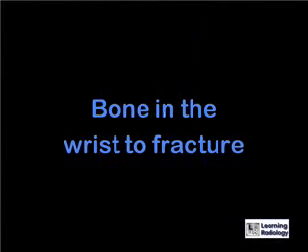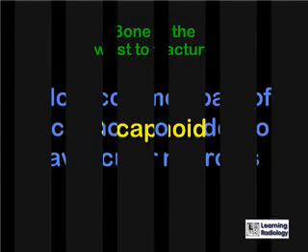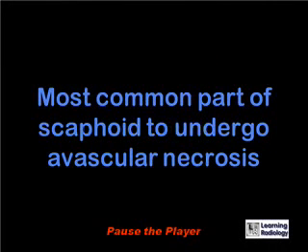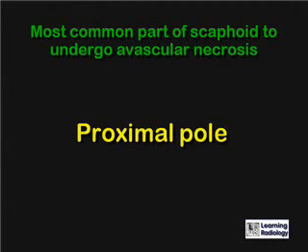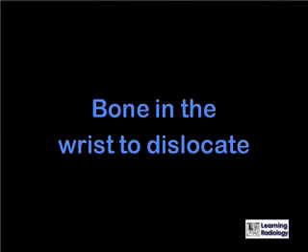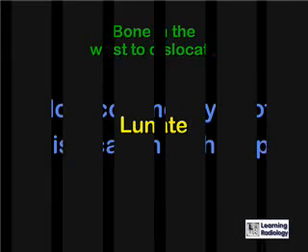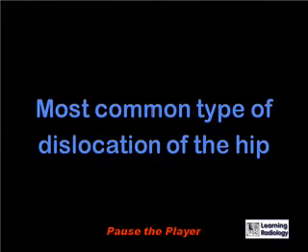So let's get started. What is the most common bone in the wrist to fracture? The scaphoid. What is the most common part of the scaphoid to undergo avascular necrosis? The proximal pole. What is the most common bone in the wrist to dislocate? The lunate. What is the most common type of dislocation of the hip?